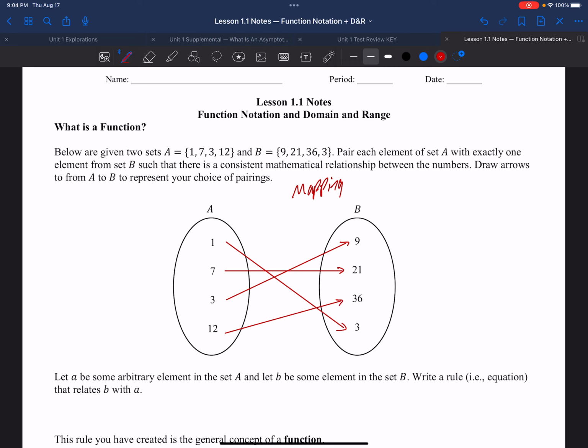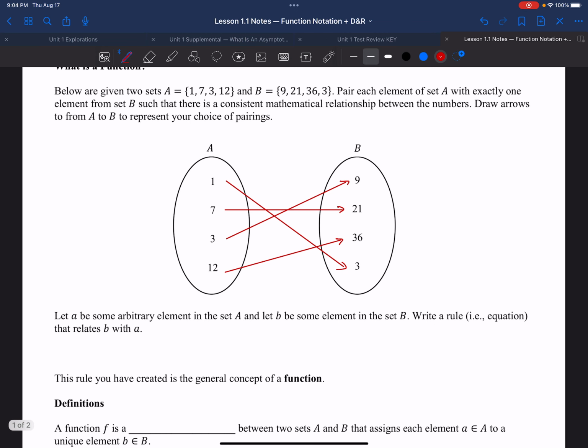And you might say, well, why did we choose to do this, right? Maybe it's obvious, maybe it's not. I've sort of noticed a relationship of tripling the numbers, right? Like 1 times 3 is 3, 7 times 3 is 21, 3 times 3 is 9, and so forth, right? So that's kind of my rule that I've made up, right? The elements in the set B are triple of what the elements of the set A are.